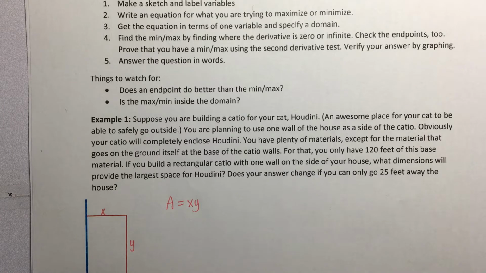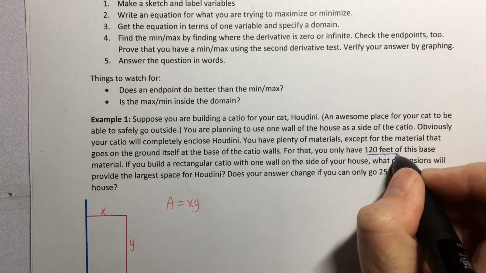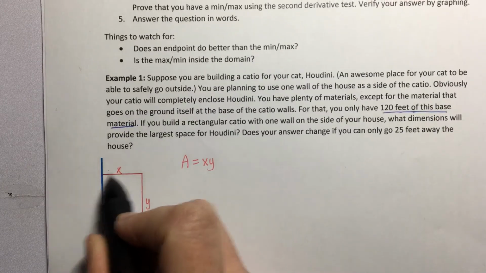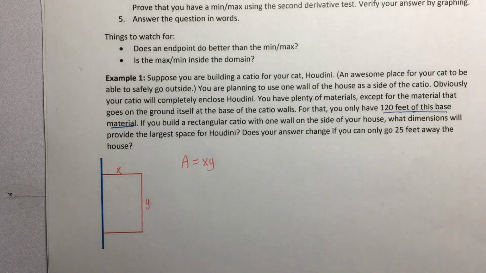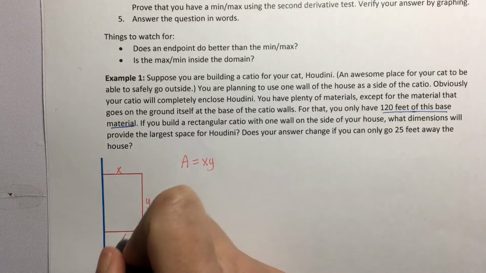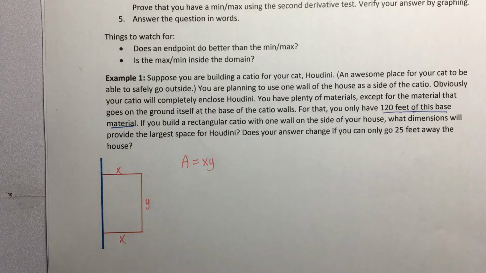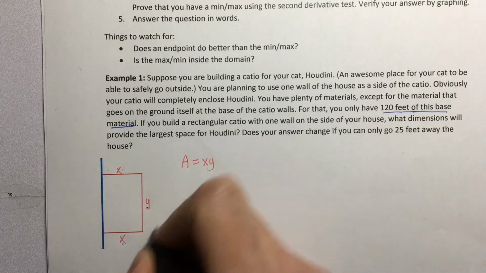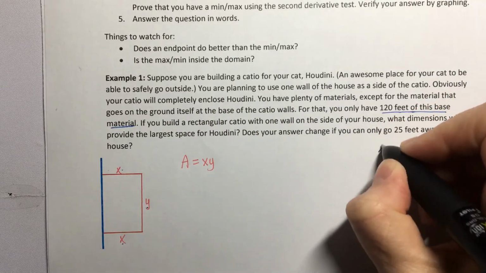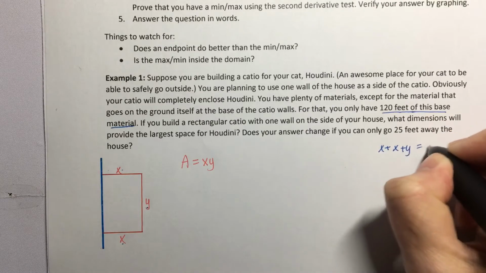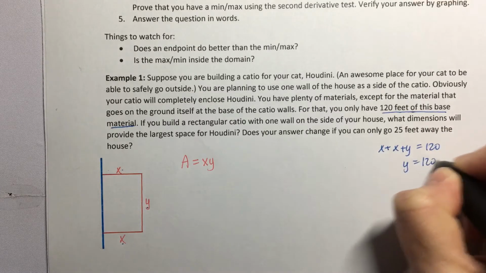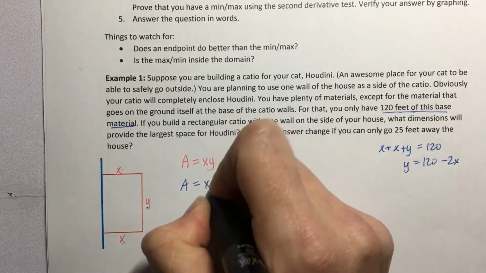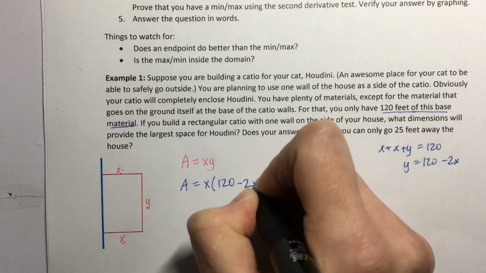The other information we have is the fact that you have 120 feet of this base material. So if those red lines add up to 120, and knowing that's an X on the bottom, that means we have 2X plus Y equals 120. So Y is 120 minus 2X. And if I chuck that guy in, I get A equals X times (120 minus 2X).